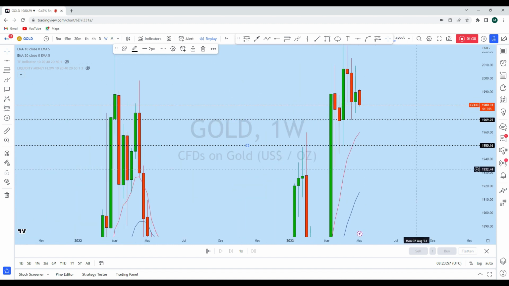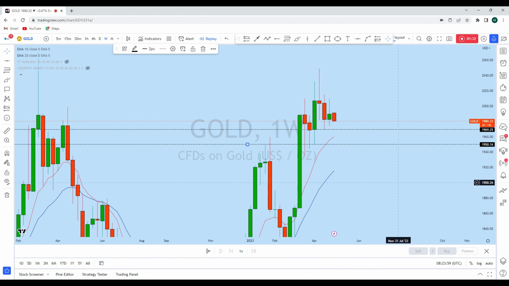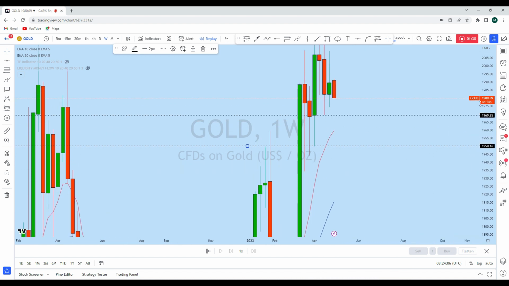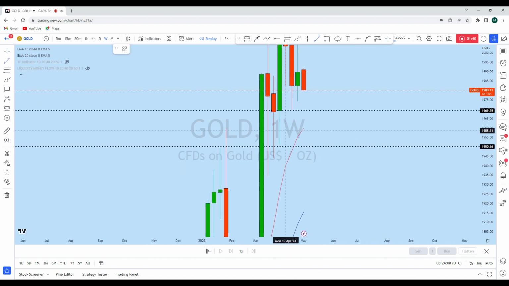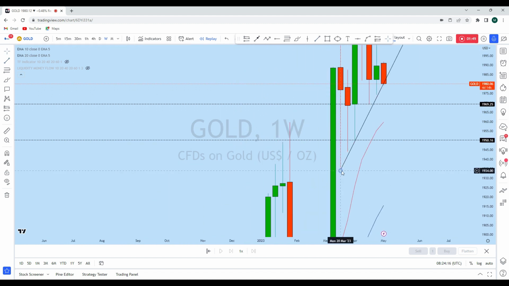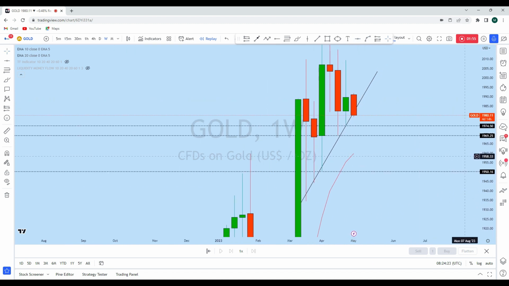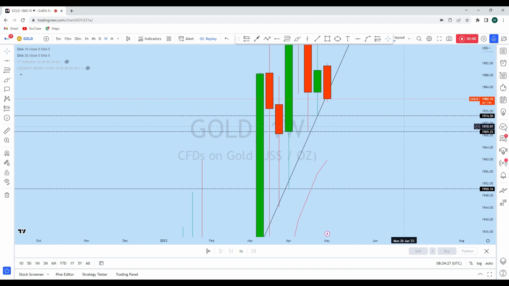Now, if we look at the weekly, we can see there was a doji on the previous weekly candle, creating a series of lower highs. At this point, the price is putting pressure on this weekly support. Highly likely this price will now come to test the weekly low. This is the previous weekly low.